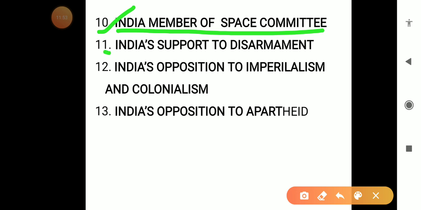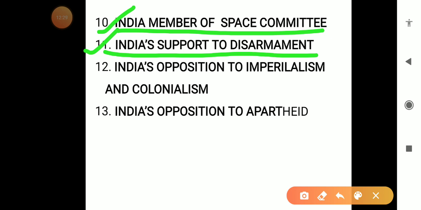Next point is India's support to disarmament. India believes in the policy of disarmament. Basically, the collection of arms, and nuclear arms especially, is a big threat to world peace and world existence itself. So the chief objective of the UN has been disarmament, and India has always supported that resolution of the UN and helped to achieve those objectives.